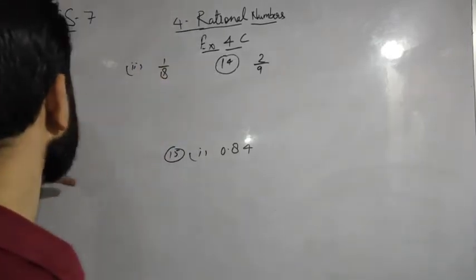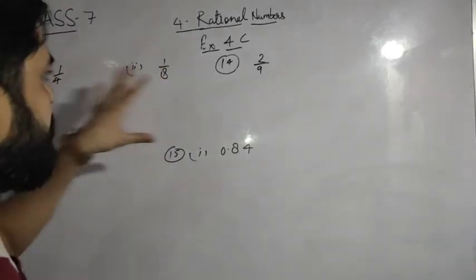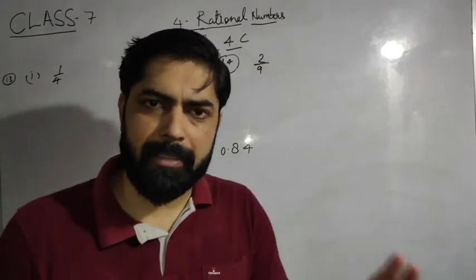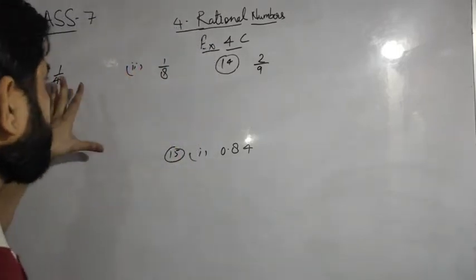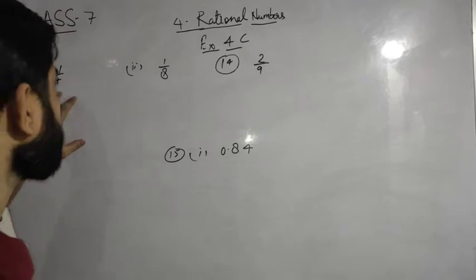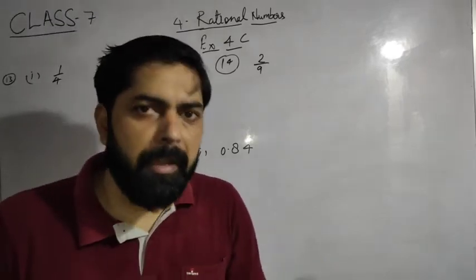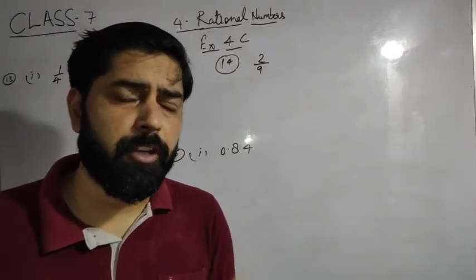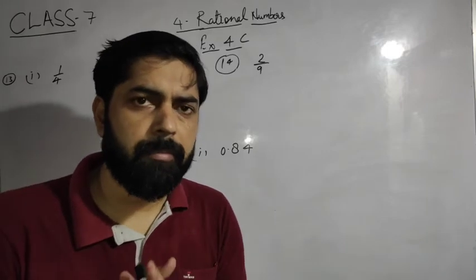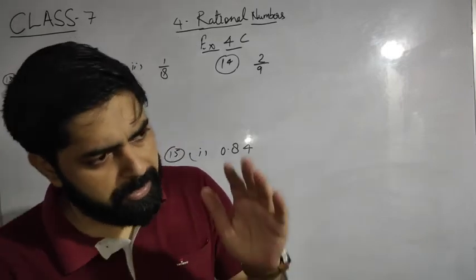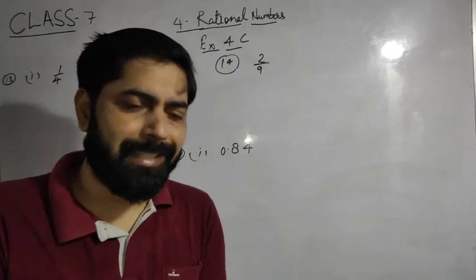Now the next questions of the exercise, first 13, then 14, then 15. Remaining questions of exercise 4C. Question 13 is: express the rational number in decimal form. It means the question is saying write in decimal form. So how can we write in decimal form? By the division method. You also studied this in the decimal chapter, and I think you understand.